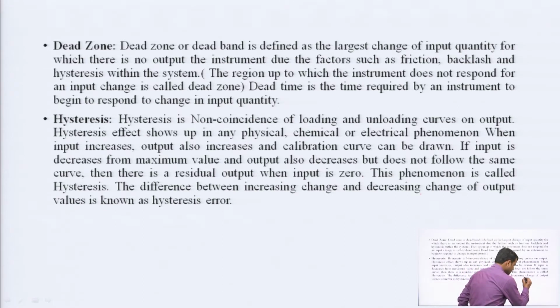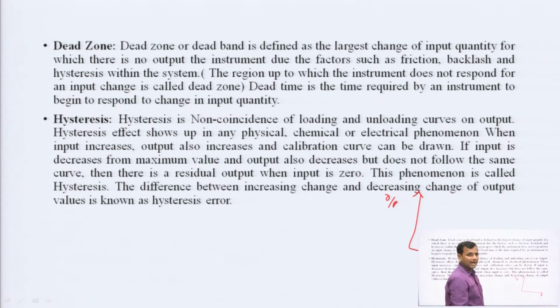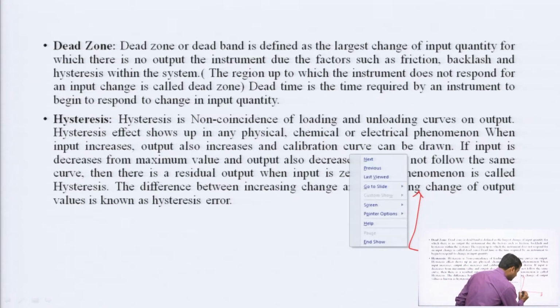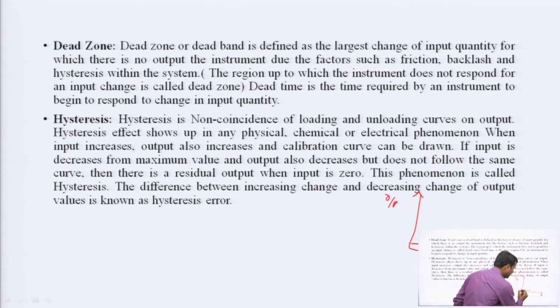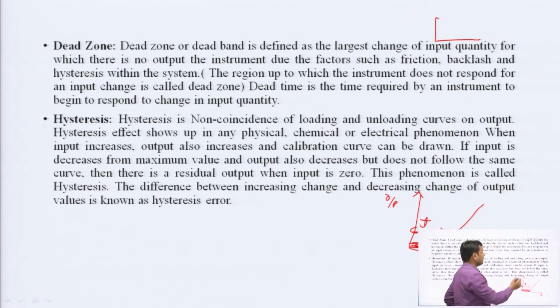Now, suppose this is my graph, this is my output with respect to time, and I am giving some input, but I am not getting the output. I am getting the output after a certain time. For that time, I am not getting any output. So, this is known as the dead time. Or this is one of the undesirable characteristics of a system.